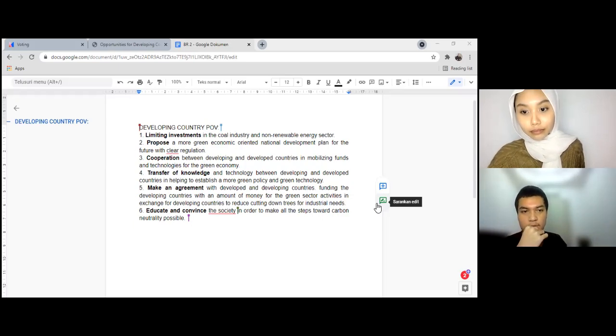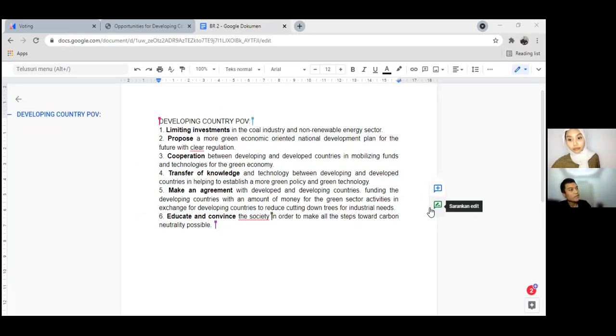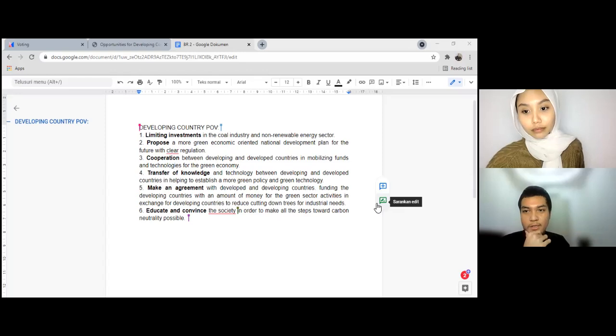And for the second point, we think that we should propose a more green economic oriented national development plan for the future with clear regulation. It is basically the same with the first point, but by implementing solar energy, water, wind, nuclear, and biomass in the developing country, it would bring, what should I say, economic imbalance, because it is just a transition, and there is geographical uniqueness in each country member, so it's still hard for developing country.